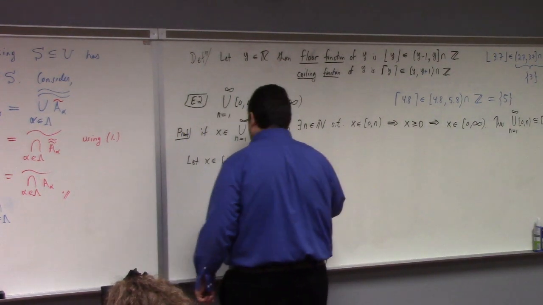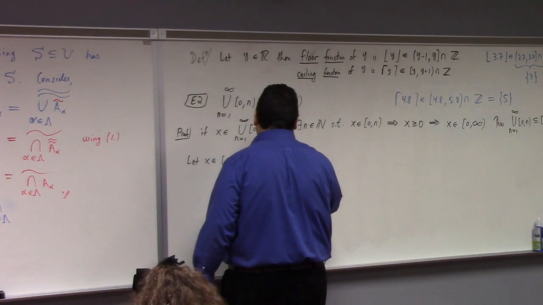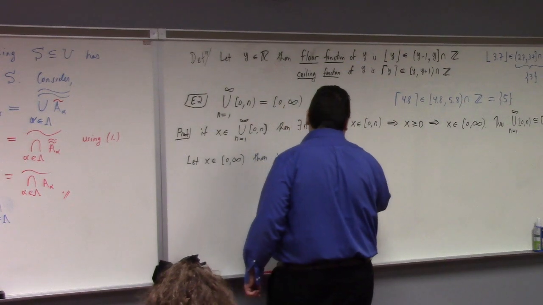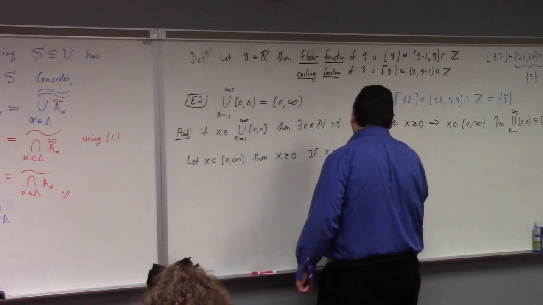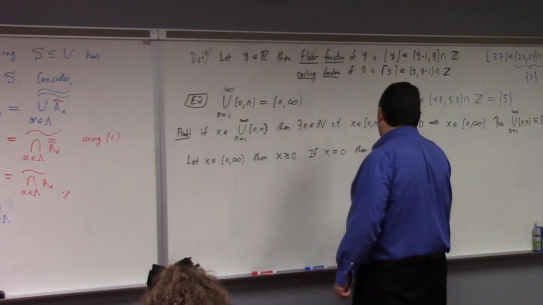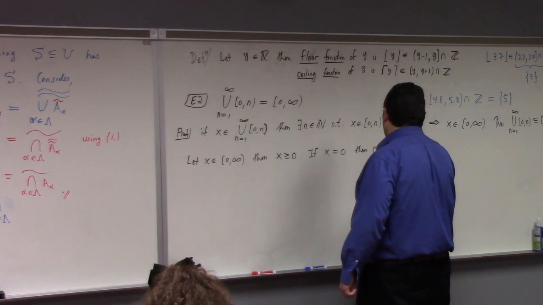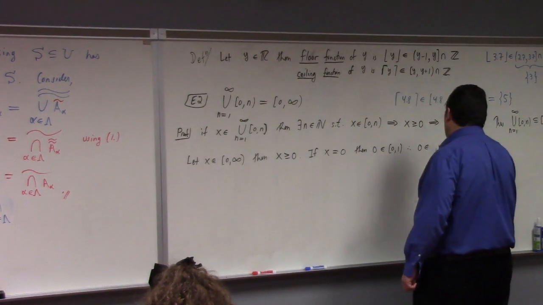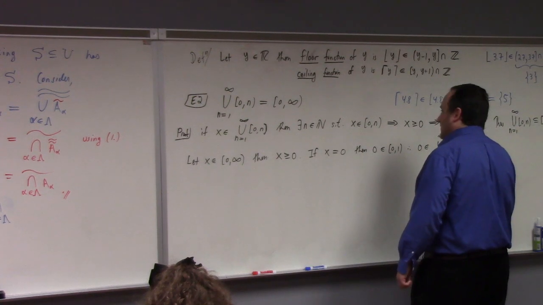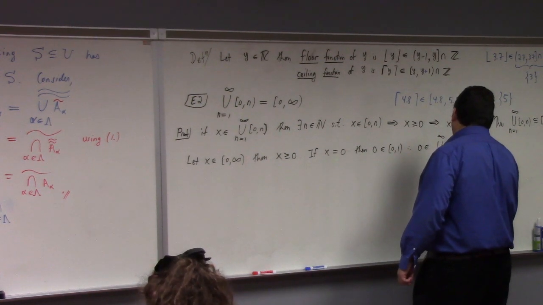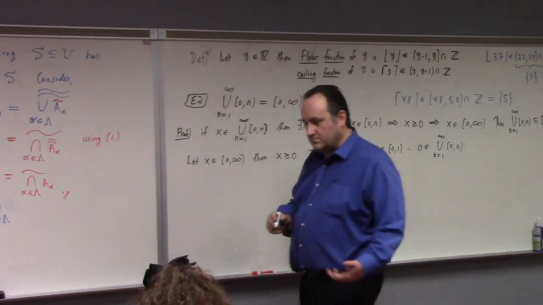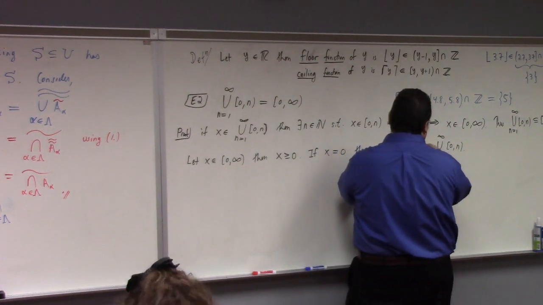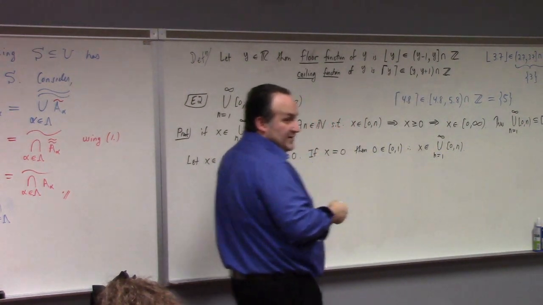Then what does that mean? x is greater than or equal to 0. If x is equal to 0, then 0 is an element of [0, 1]. Therefore, 0 is an element of the union from n equals 1 to infinity of [0, n]. It's not 0 I'm so much interested in, it's x. The x which is equal to 0 is an element of the union.